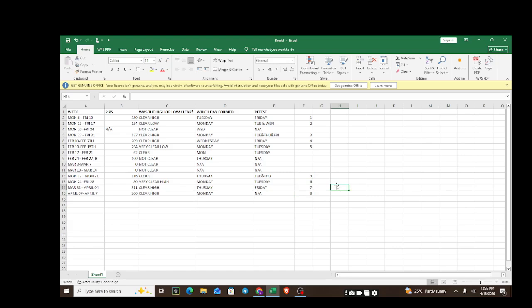So out of 13 weeks, is it 13 or 14? 1, 2, 3, 4, 5, 6, 7, 8, 9, 10, 11, 12, 13. So out of 14 weeks, about 9 weeks were very good and 5 weeks were very bad. So the question is, would you have been patient enough during weeks when we did not have a very clear high?